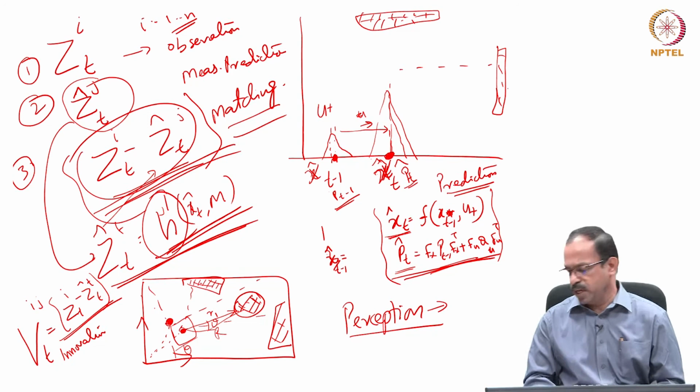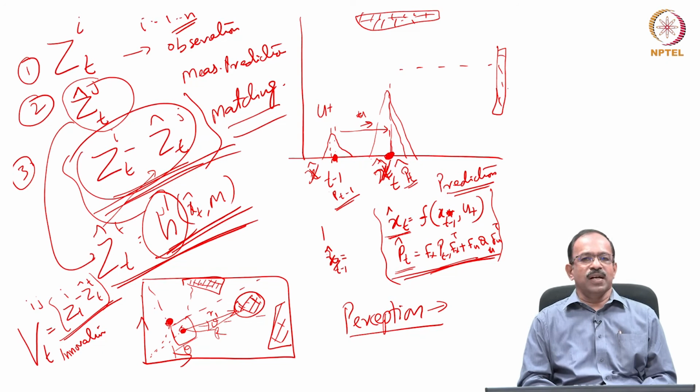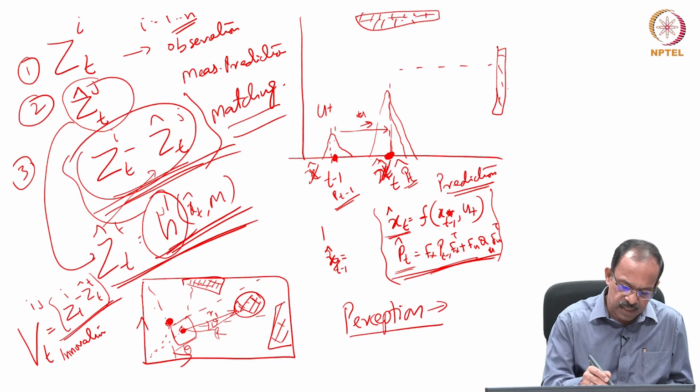And once we get this innovation, we will try to find out the innovation covariance. So that is what actually we do. We will try to find out the difference and then we will try to find out the innovation covariance.